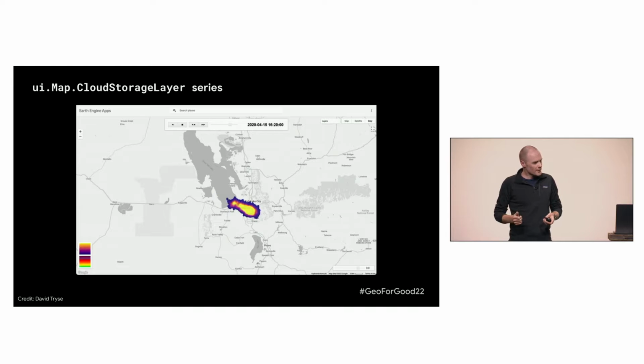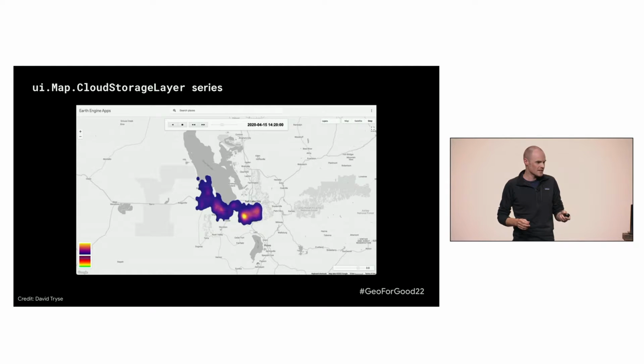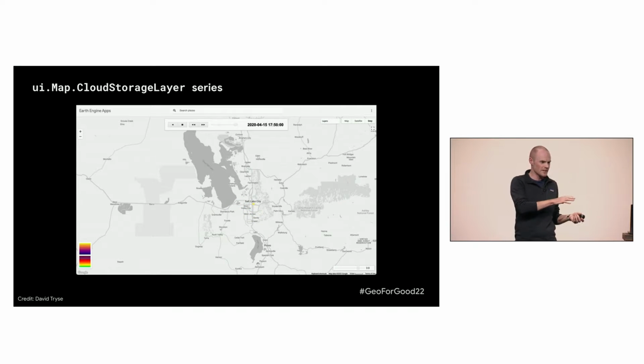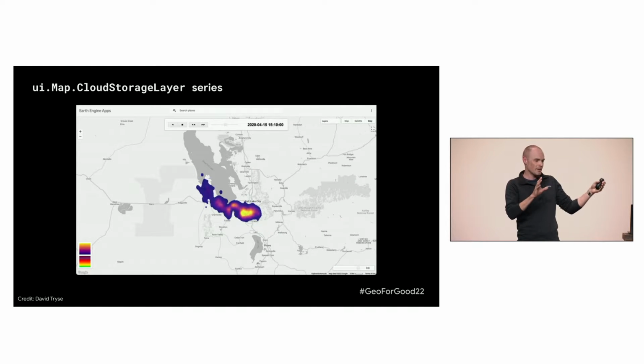Another thing that you can do is export map tiles to cloud storage. And this is really cool for apps. So what we're seeing here is an air pollution plume. It's like going backward in time. So what you see there is air pollution, and then where it ends up eventually at a point over time.